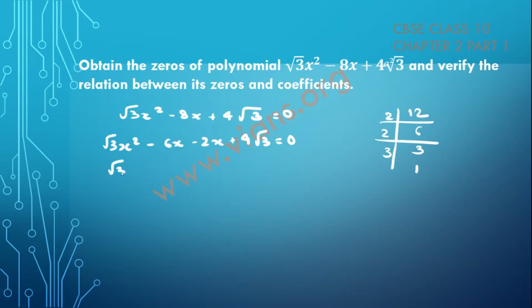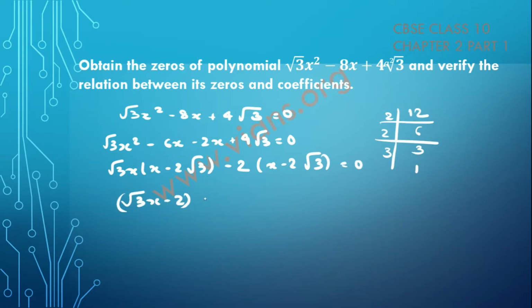So that's going to be root 3x into x minus 2 root 3, because 2 root 3 into root 3 would be giving you 6, minus 2 into x minus 2 root 3 is equal to 0. That's nothing but root 3x minus 2 into x minus 2 root 3. We have taken this x minus 2 root 3 as common over here, and root 3x and minus 2 we have taken over here.